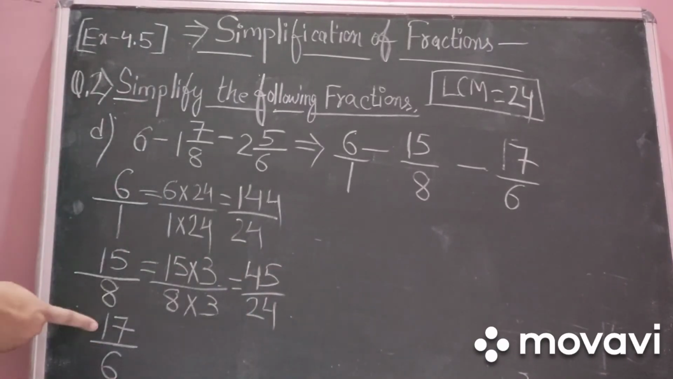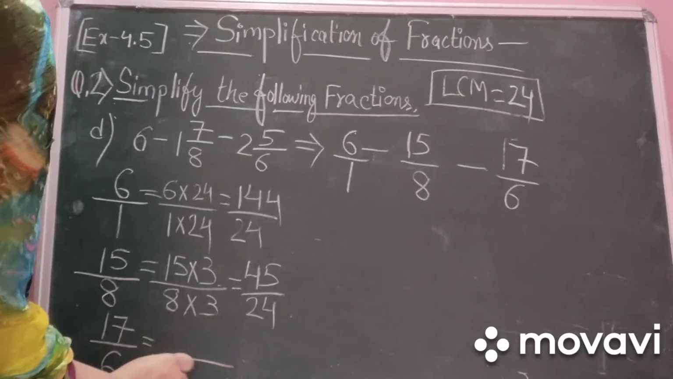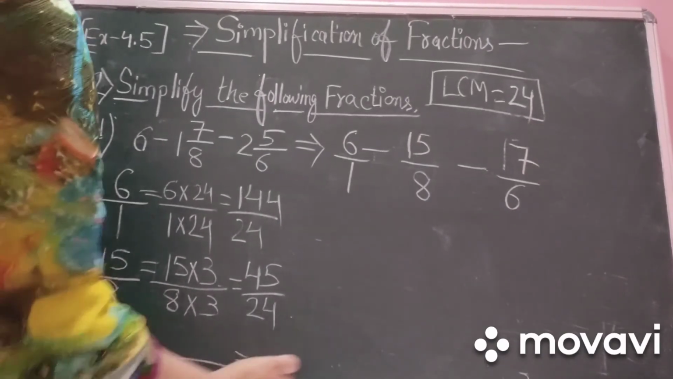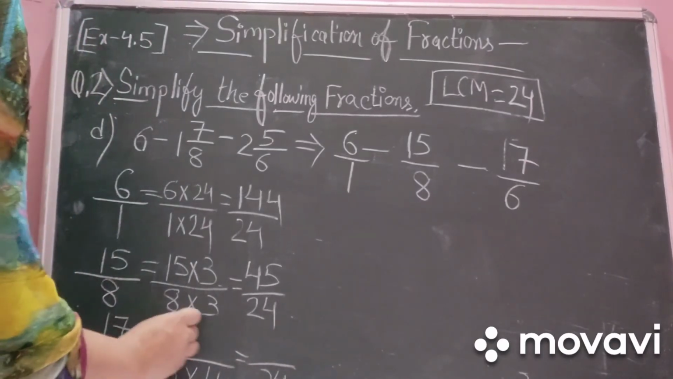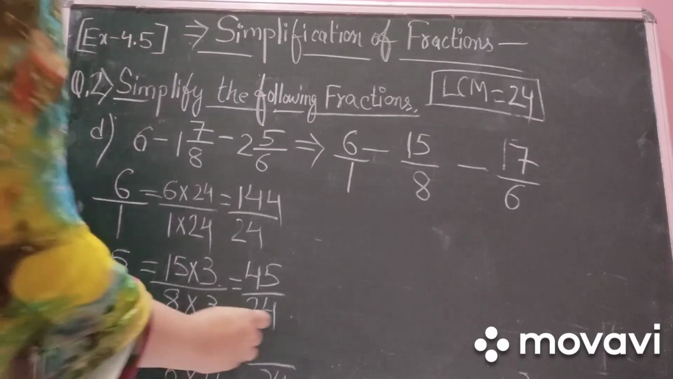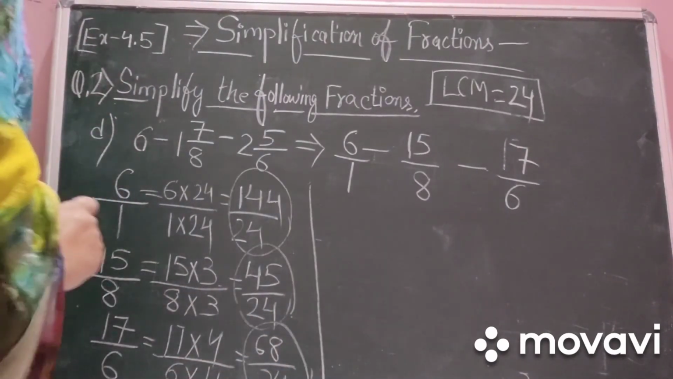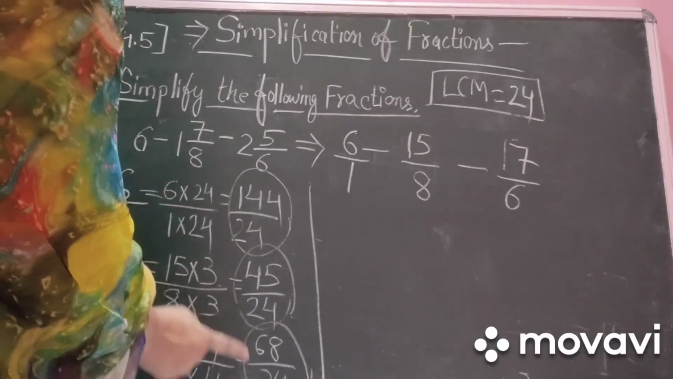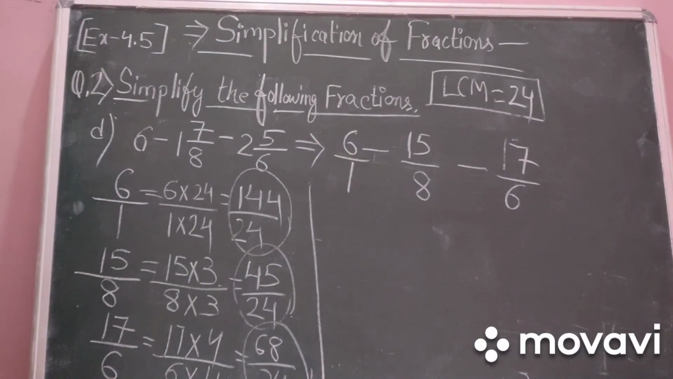Okay. Now come to 17 upon 6. What must be multiplied to 6 so that the denominator will become 24? 6 fours are 24. So you have to multiply the same number in the numerator also. 17 into 4 is 68. Okay. So see, we have converted all these fractions to like fractions. All are having the same denominator 24.